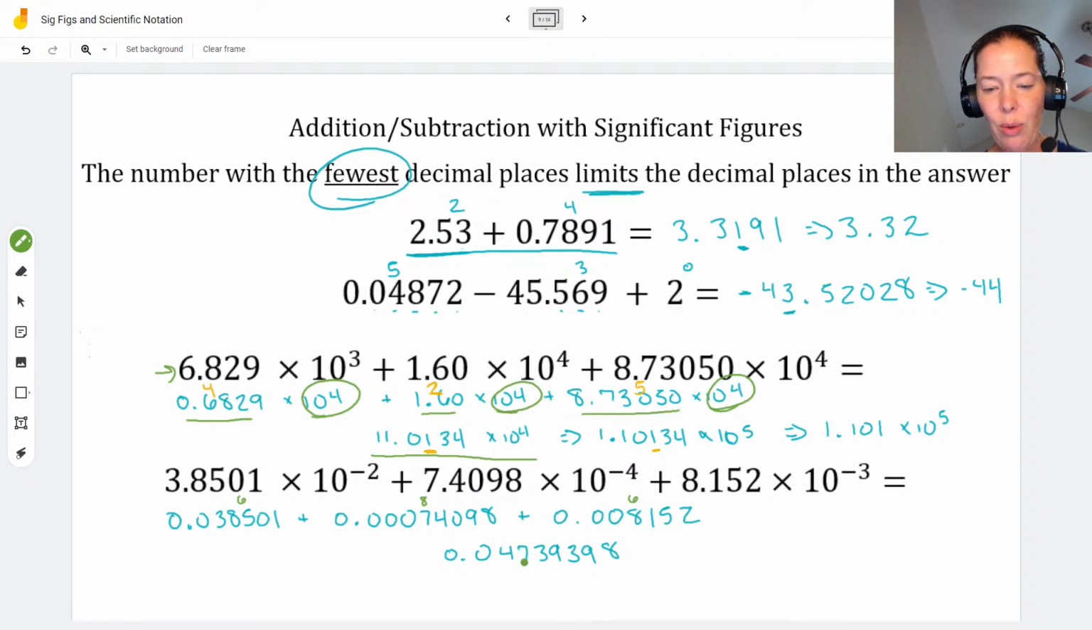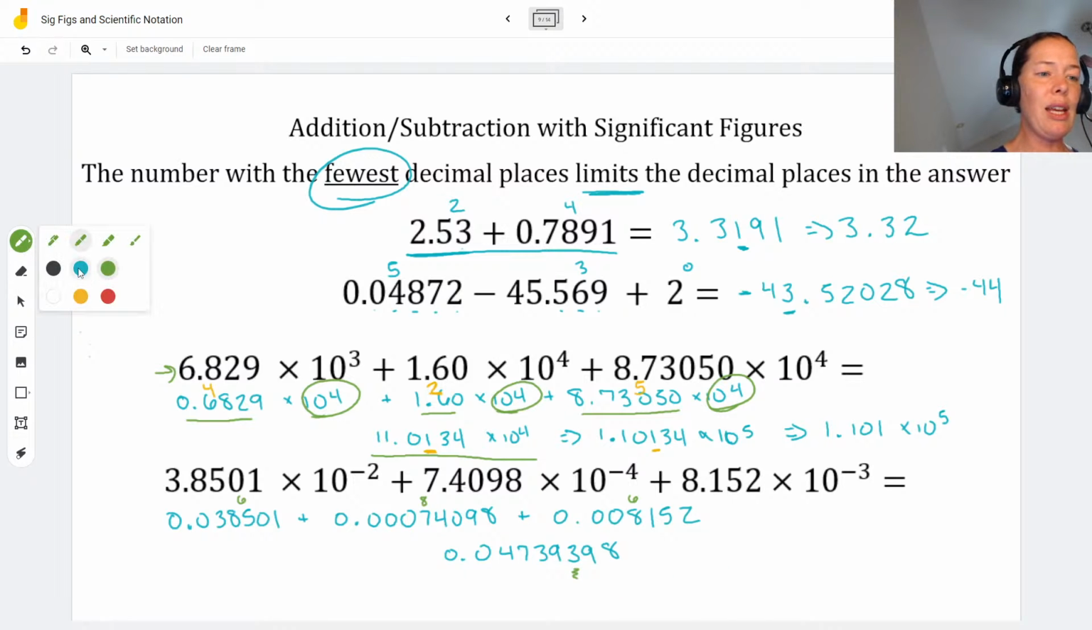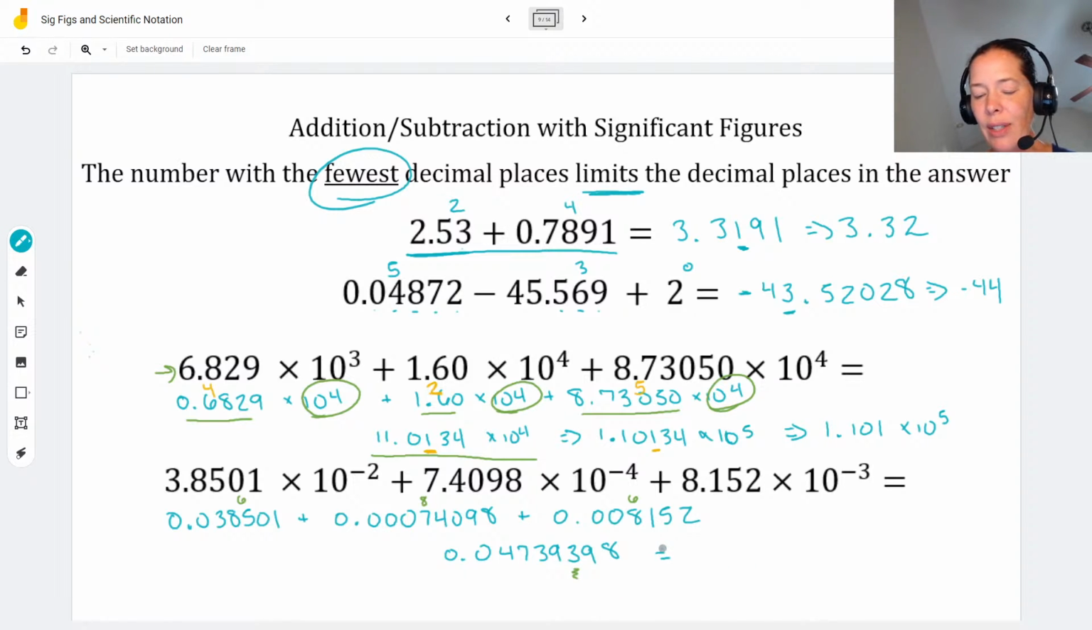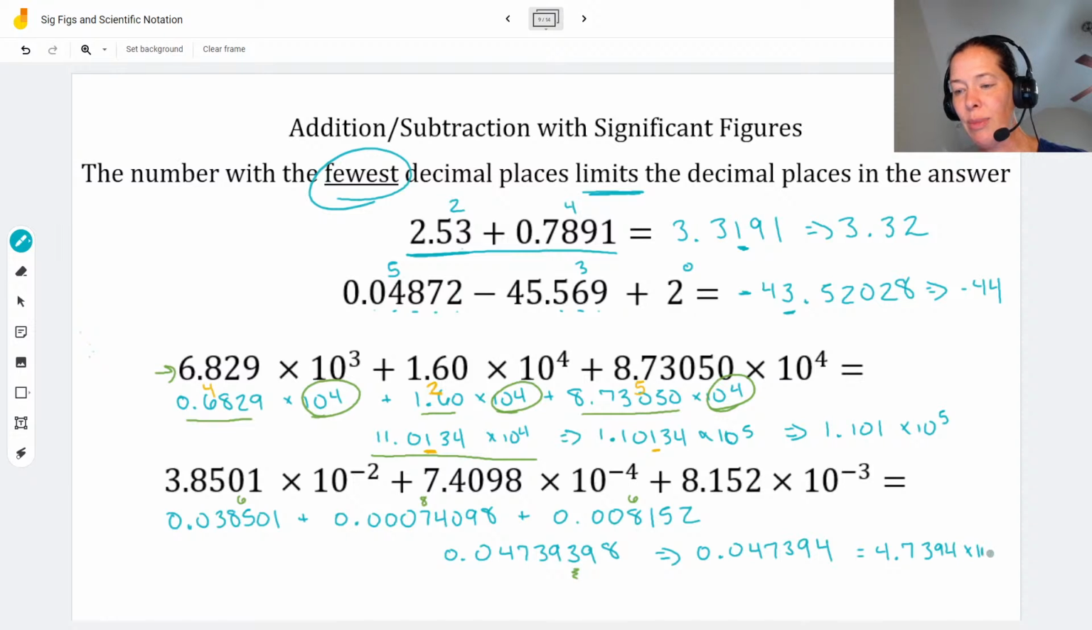So 1, 2, 3, 4, 5, 6. I need to round to that 3 right there. So then my final answer with the correct number of sig figs, 4, 7, 3, 9, 4. Okay, and you could turn this into scientific notation if you wanted to. That would be 3, 9, 4 times 10 to the negative second. Again, it would depend on the question and what your professor would like you to do.